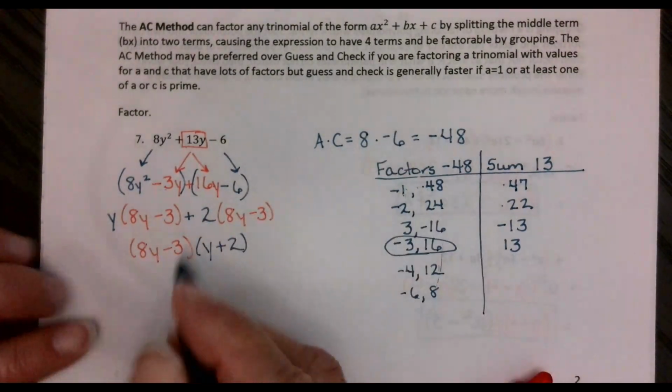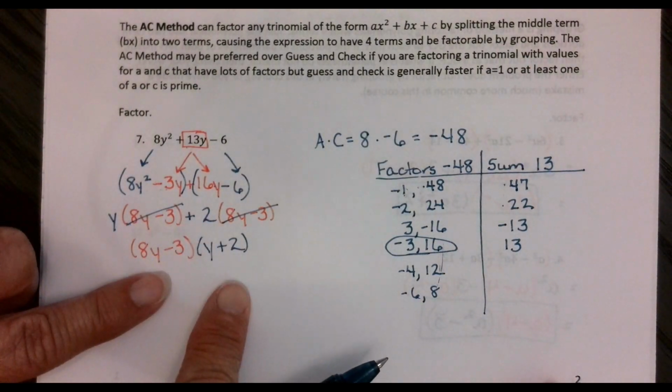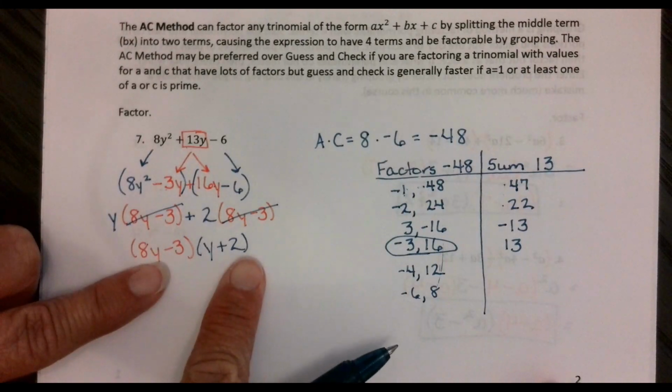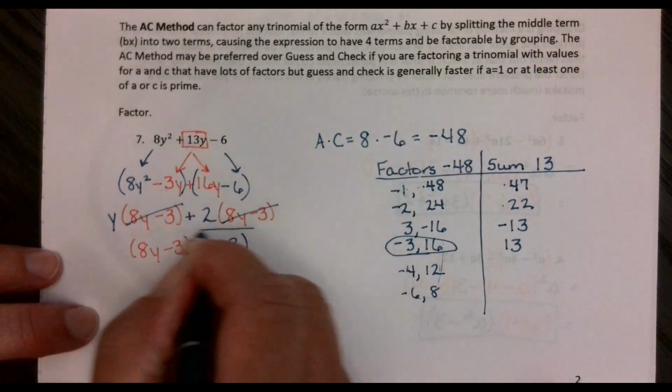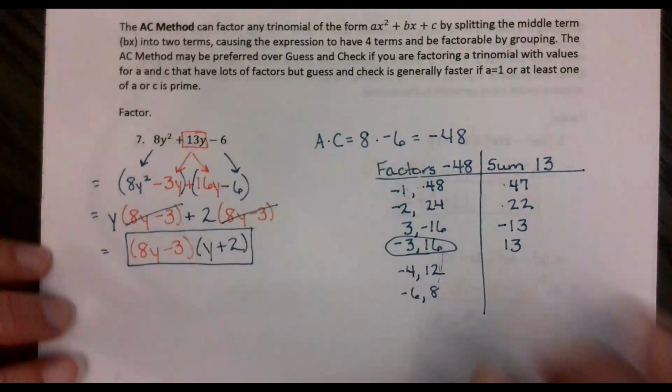Now you could do this. When you pull this out, that goes away, and you're left with y plus 2. Now if I multiplied this out, I would end up with our original problem. Okay.